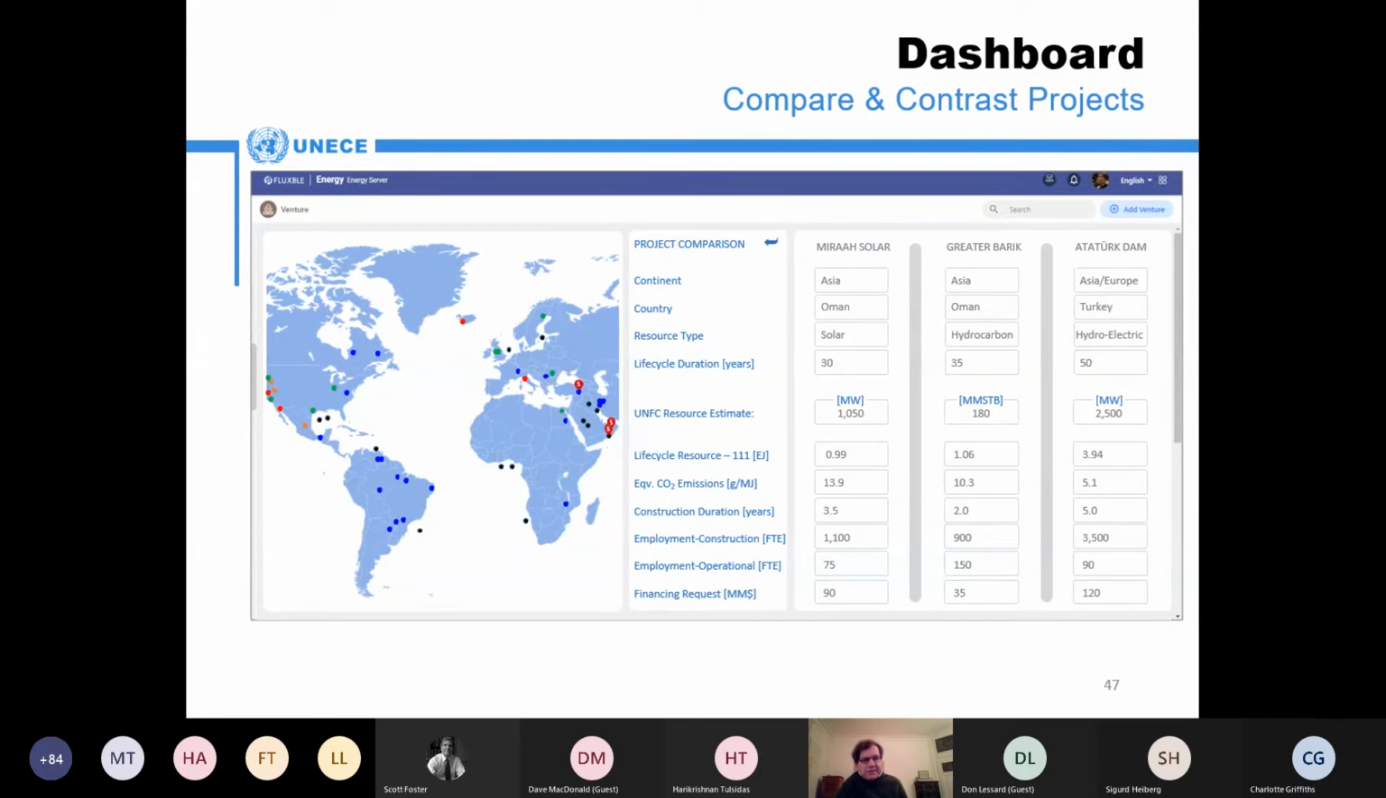Now we come to compare and contrast. So we chose now 3 projects, and of course it's a made-up example. One is a solar project in Oman, the other one is a hydrocarbon project, also in Oman. And then we didn't have a hydroelectric project in Oman, so we chose one in Turkey, and we took the data that is available in the literature. And now we can compare and contrast those projects along these items that we've chosen. What's the life cycle duration? How much resources does it deliver in terms of energy? What's the CO2 emission? What's the construction time? What's the employment numbers? What's the financing? So you can compare and contrast actual projects across resource types. Next slide, please.